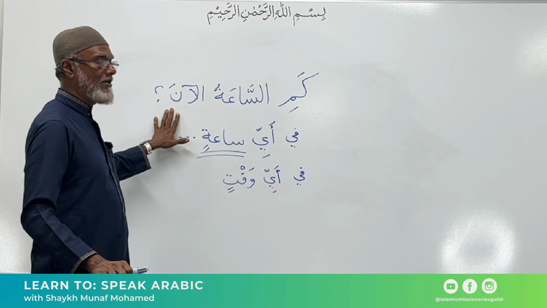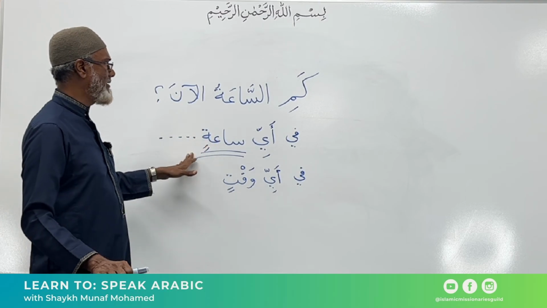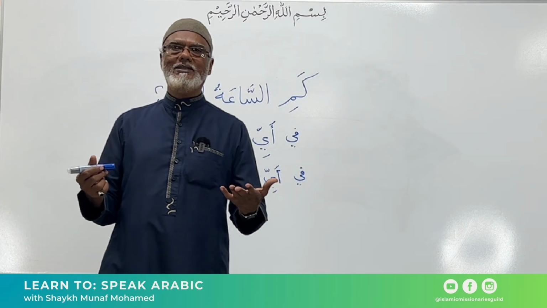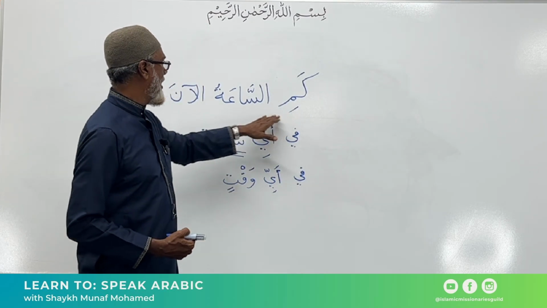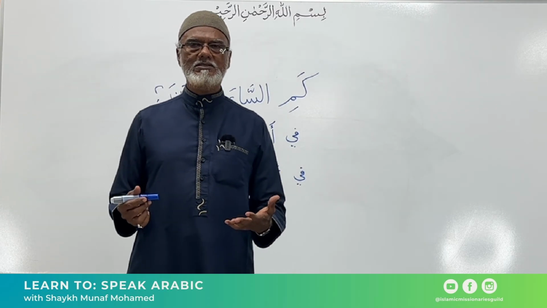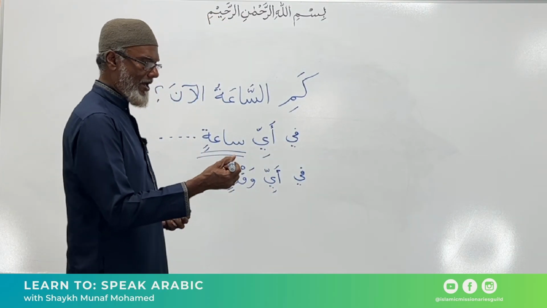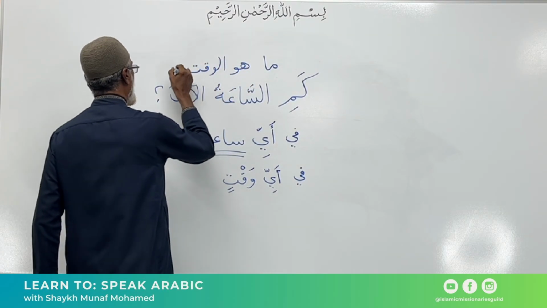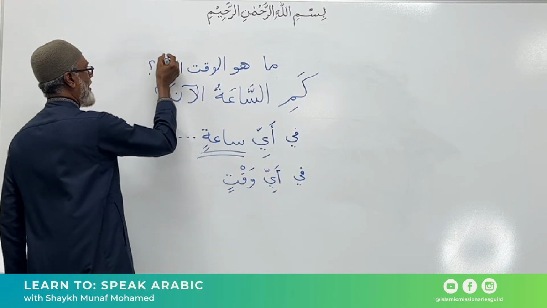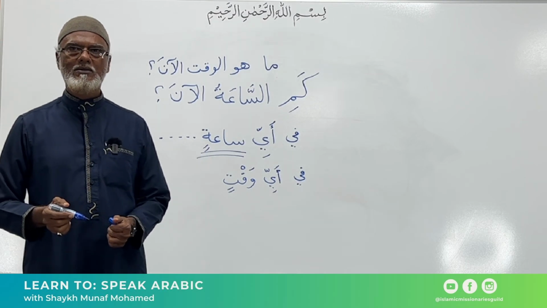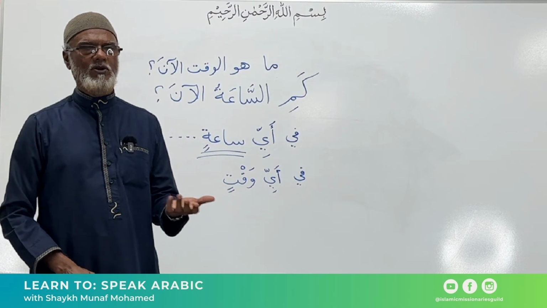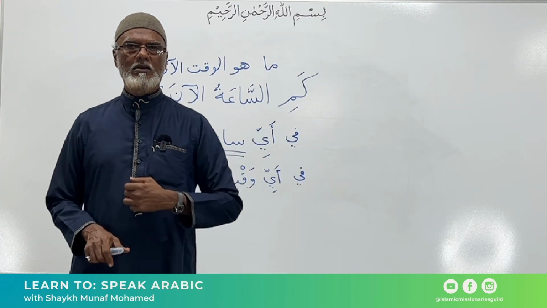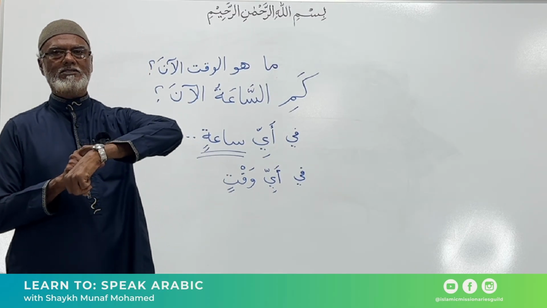كم الساعة? What is the time now? Or في أي ساعة? Or ما هو الوقت الآن? What is the time now? So instead of saying كم الساعة الآن, you could say ما هو الوقت الآن. Okay? So you could ask different ways. If you say كم الساعة, you're asking about the time. ما هو الوقت الآن? You could also be asking about the time.